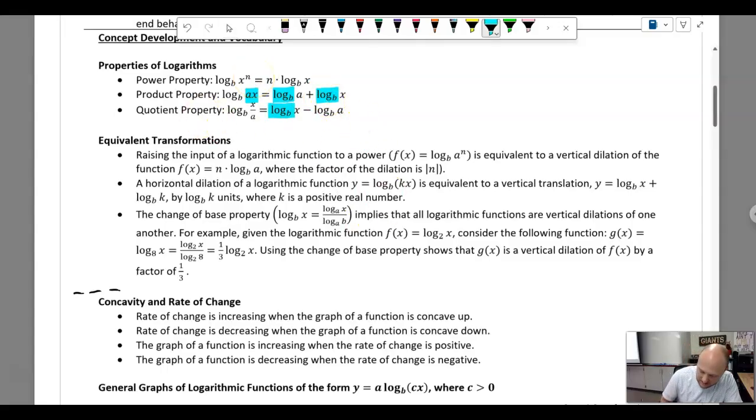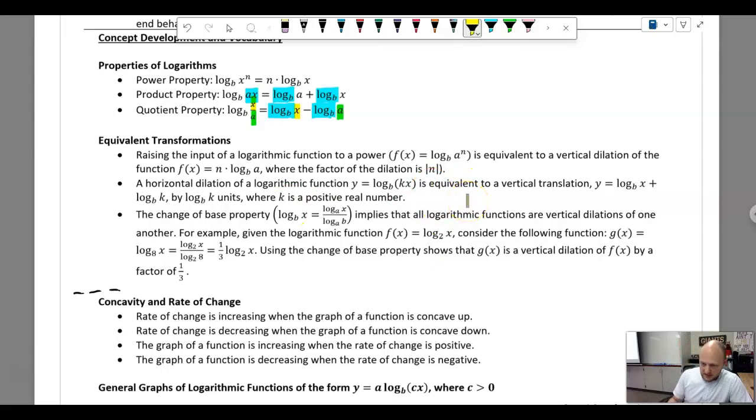Now the same with the quotient property. If you have the same base and this time you are subtracting those logarithms, you divide the arguments. So notice that it is x divided by a, your first value divided by the argument of your second value. Let's look at equivalent transformations. In AP Precalculus, we will look at logarithmic expressions, and we're going to use our properties in order to identify equivalent transformations.